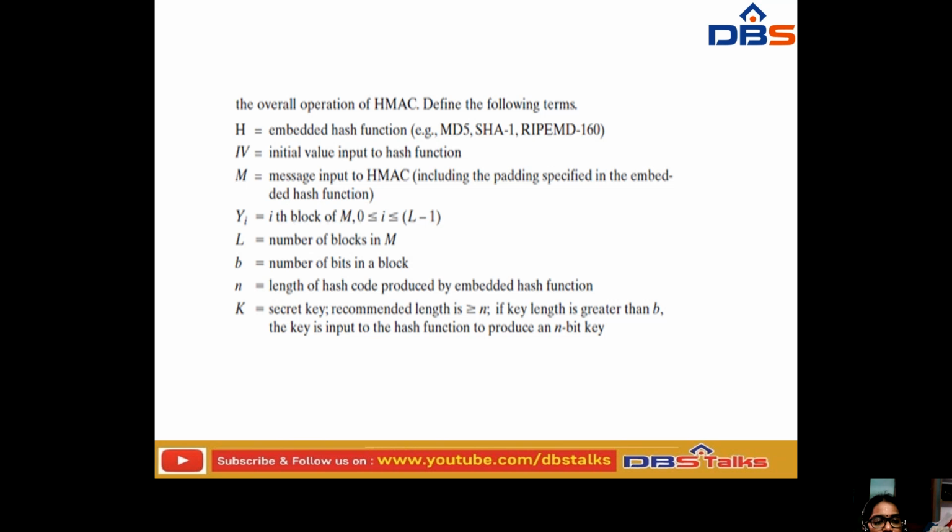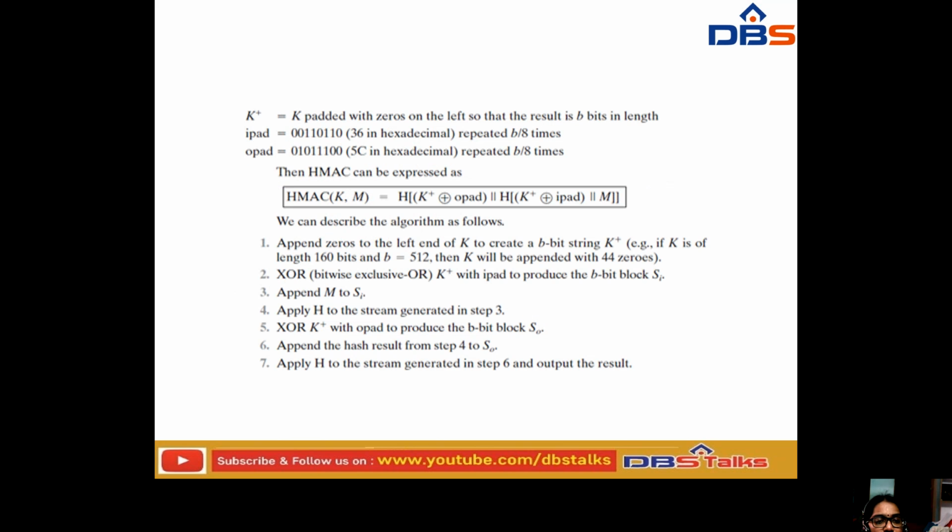Here we see that L is the number of blocks in M, B is the number of bits in a block, and N is the length of the hash code produced by the embedded hash function. If you come to this, then you can clearly understand it.